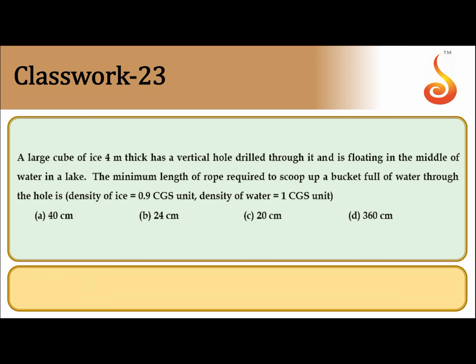Example 23. A large cube of ice 4 meter thick has a vertical hole drilled through it and is floating in the middle of water in a lake. The minimum length of the rope required to scoop up a bucket full of water through the hole is.